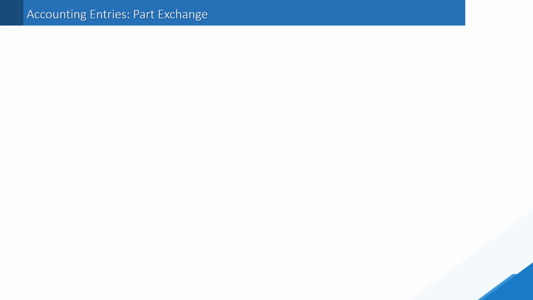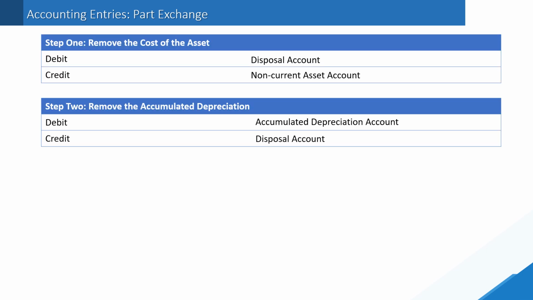Let's take a moment to have a look at those steps that are involved with a part exchange. We know that there were 3 steps for disposal. For part exchange, there become 4. Steps 1 and 2 remain unchanged. They're exactly the same as what we've previously reviewed today. So nothing new for us to deal with there. We remove the asset, we remove the accumulated depreciation.